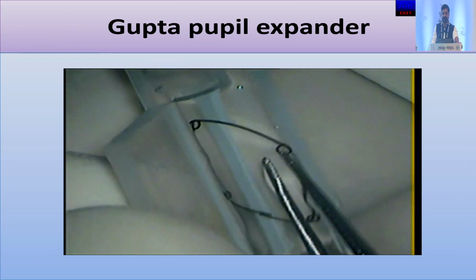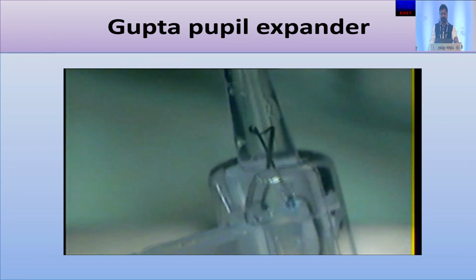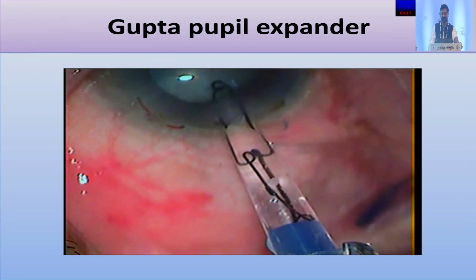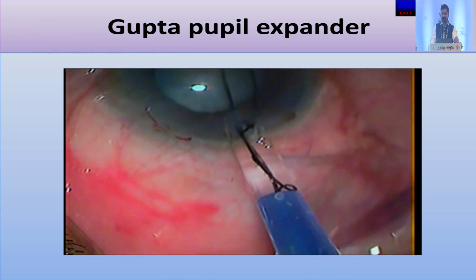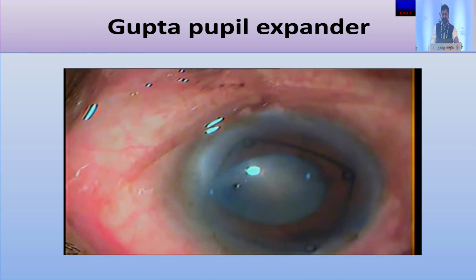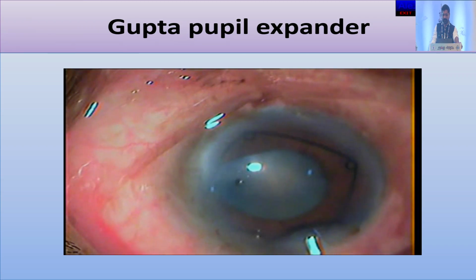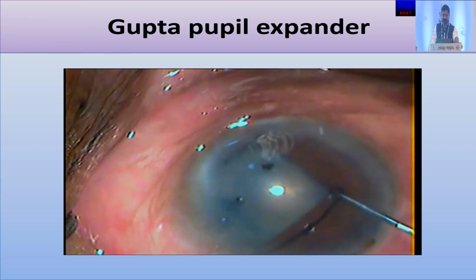Gupta pupil expander, this is also a good one, but it needs an injector and cartridge. The only thing is that it is more helpful when you are going to have a square shape, and that will definitely help you to have a good surgical outcome.